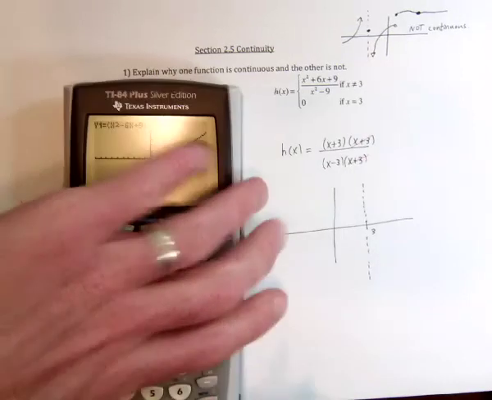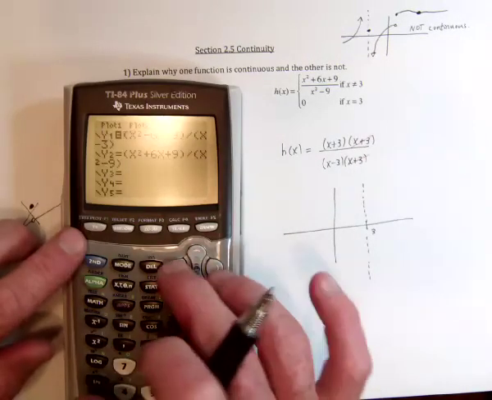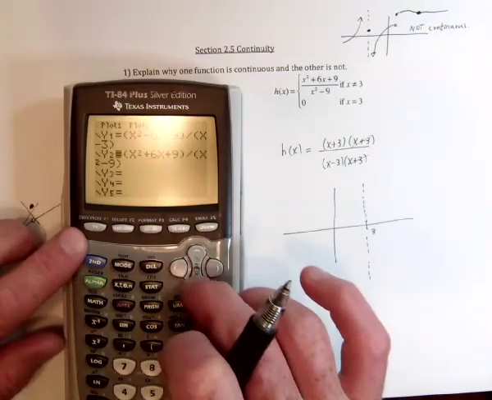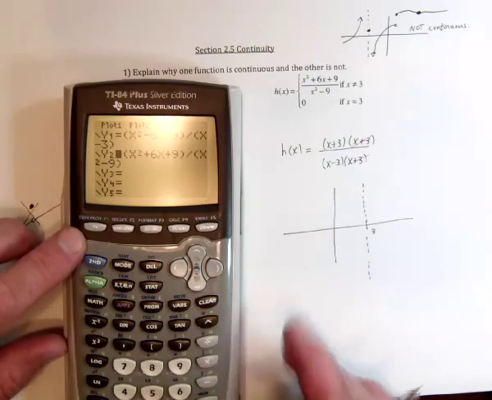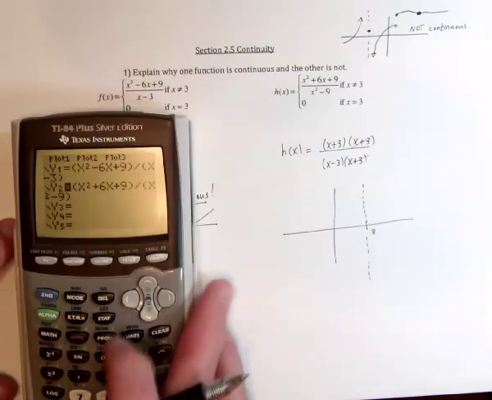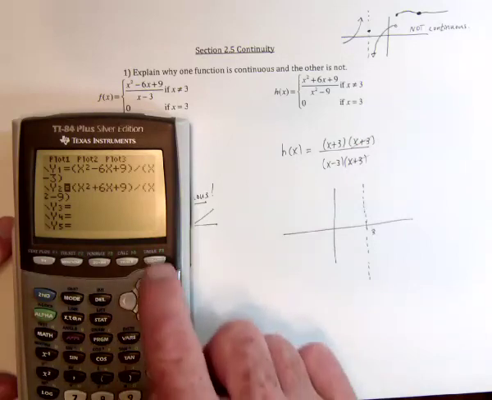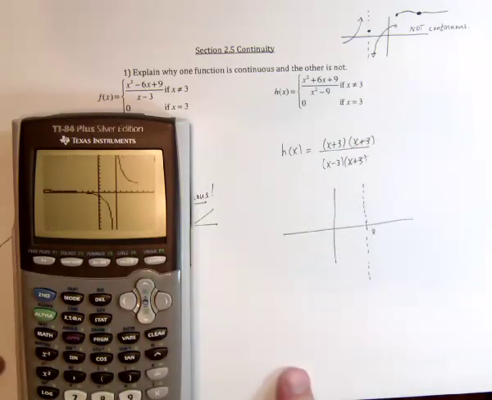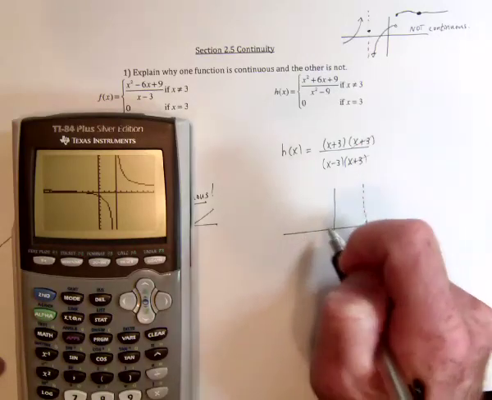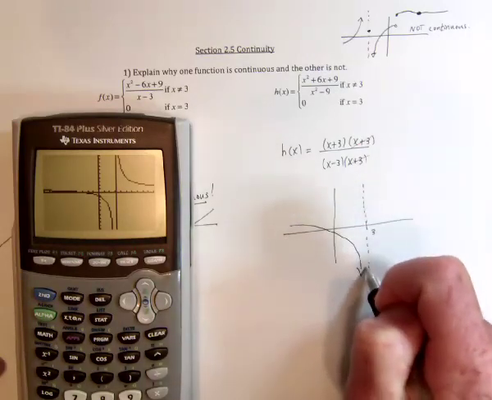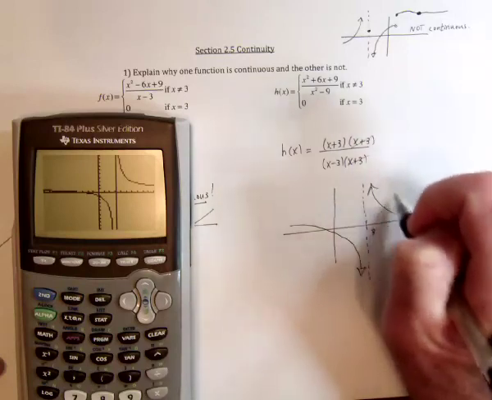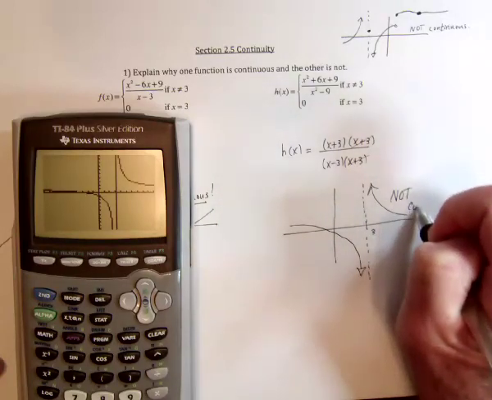And then to see what that one looks like, here's the second one. Sorry about the glare. And take a look at the graph, and you'll see that it's got an asymptote there at 3. This side goes down forever, and this side goes up forever, so it's not continuous.